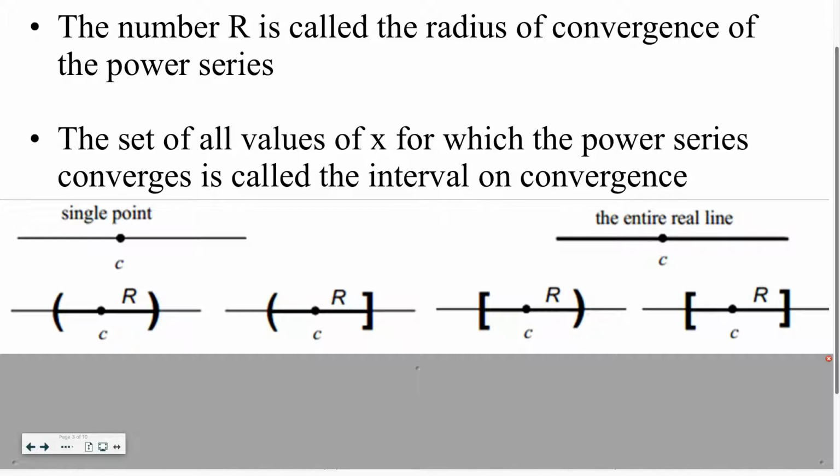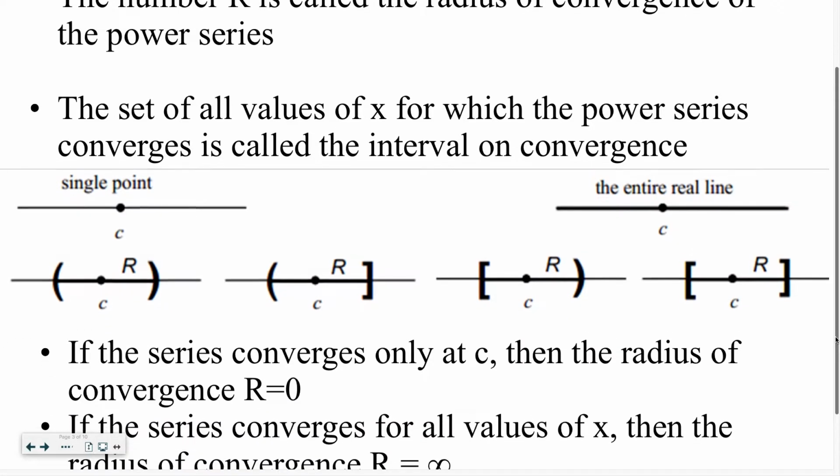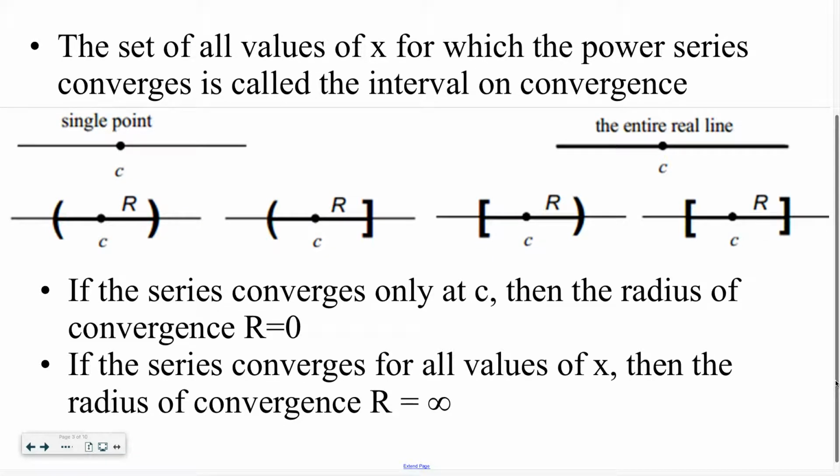What would our radius of convergence be here? 0. 0. What would our radius of convergence be here? Infinity. Okay, so that might be a good thing to write down. So if you want to just add that to the picture or however you want to write it down.